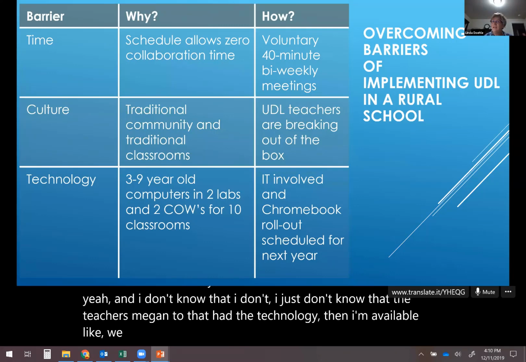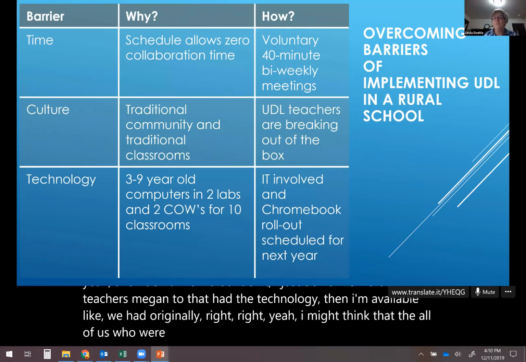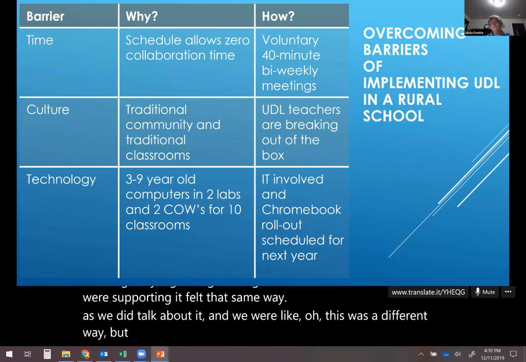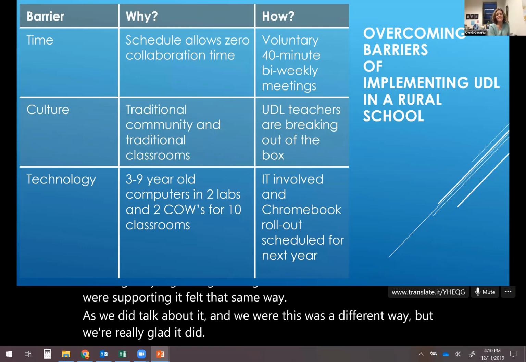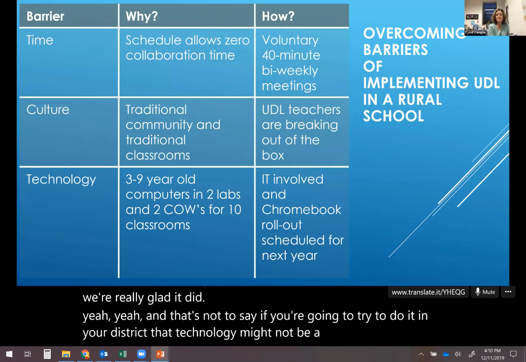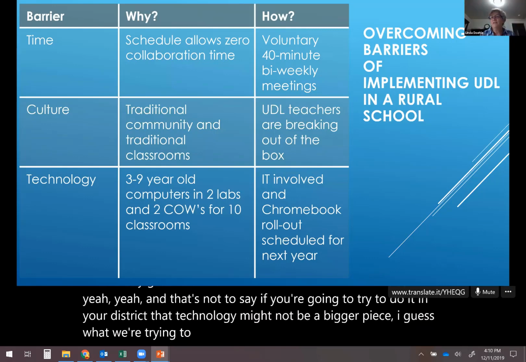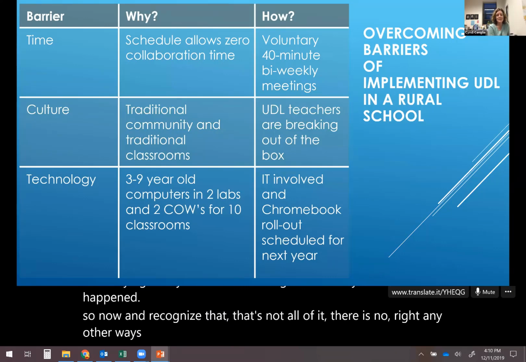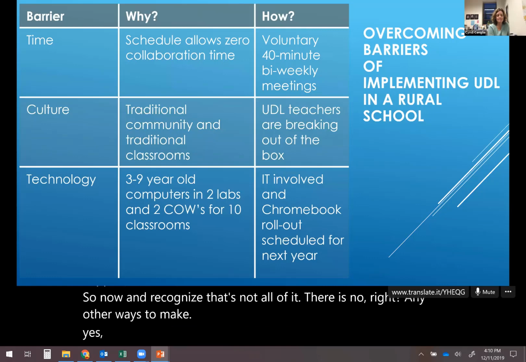Right. And I think all of us who were supporting it felt that same way. We talked about it and said, this went a different way, but we're really glad it did. That's not to say that if you're going to try this in your district, technology might not be a bigger piece. What we're trying to say is let some of it grow naturally, see how it happens, and recognize that that's not all of it. There are many other ways to make instruction accessible to kids. Exactly.